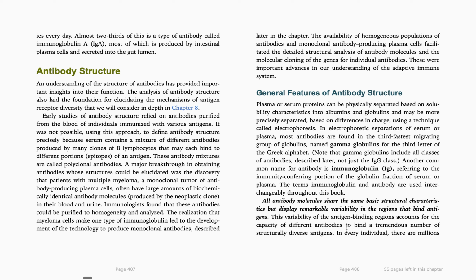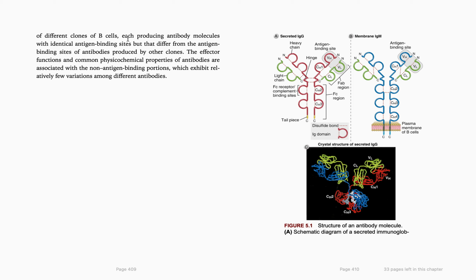This variability of the antigen binding region accounts for the capacity of different antibodies to bind a tremendous number of structurally diverse antigens. In every individual, there are millions of different clones of B cells, each producing antibody molecules with identical antigen binding sites, but that differ from the antigen binding site of antibody produced by other clones. The effector function and common physicochemical properties of antibody are associated with the non-antigen binding portion, which exhibits relatively few variations among different antibodies.